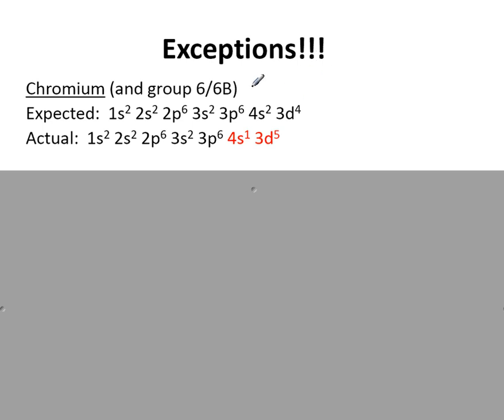Underneath chromium, another element that also follows the same pattern will be molybdenum. So this one will also have a slightly modified electron configuration. When you write the electron configuration for chromium, based on what we've learned, up here where it says expected, this is what I would have thought you would have remembered to do. So you count chromium, and you would think it ends in 3d4. But when they've studied this particular element, the electron configuration ends in 4s1 and 3d5, not 4s2 and 3d4.